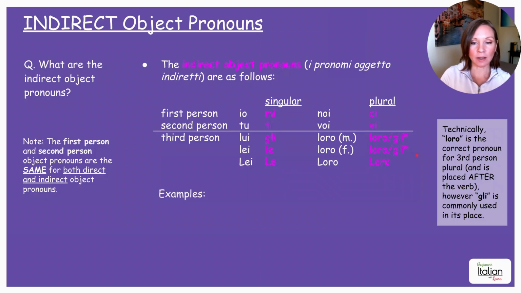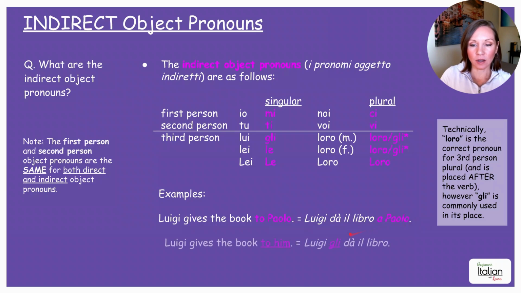For example, we have our example again. So Luigi gives the book to Paolo. Luigi dà il libro a Paolo. Okay, so a Paolo gets replaced by gli in this case. So gli comes before the verb dà. So Luigi gives the book to him. Luigi gli dà il libro. Okay, so to Paolo becomes gli, which is the indirect object pronoun being used.